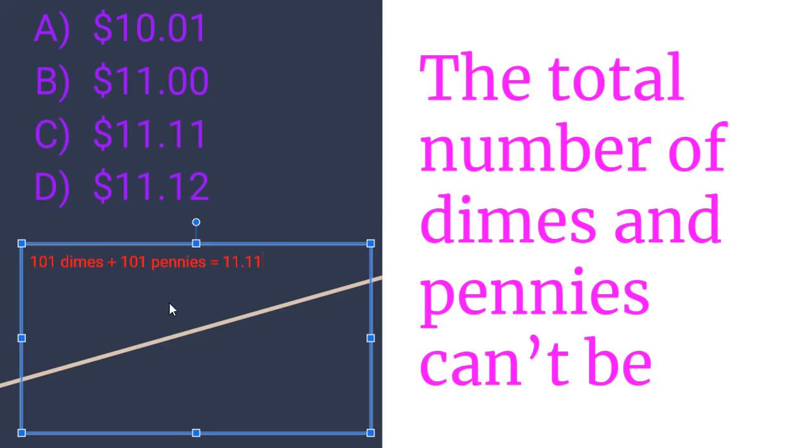That will get you $11.11. But that was the answer for C, so C can't be the answer. If you look at D, D is $11.12. And if we add one more cent to 101 dimes and 101 pennies, it'll be 101 dimes and 102 pennies. And that can't work. So our answer would be D.